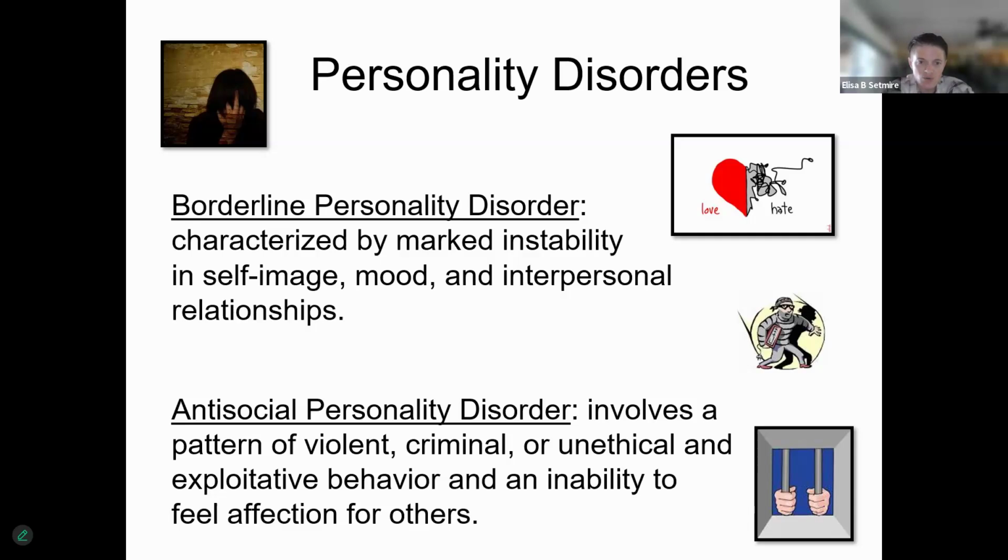Antisocial personality disorder is probably most dangerous to others. If borderline was most dangerous to self, antisocial is most dangerous to others. This is somebody who has a history of violent and criminal behavior. In fact, in order to be diagnosed with this, you have to have shown signs of this during childhood. You have to have what's called conduct disorder or oppositional defiant disorder when you're young, and then it persists and gets worse when you're older.